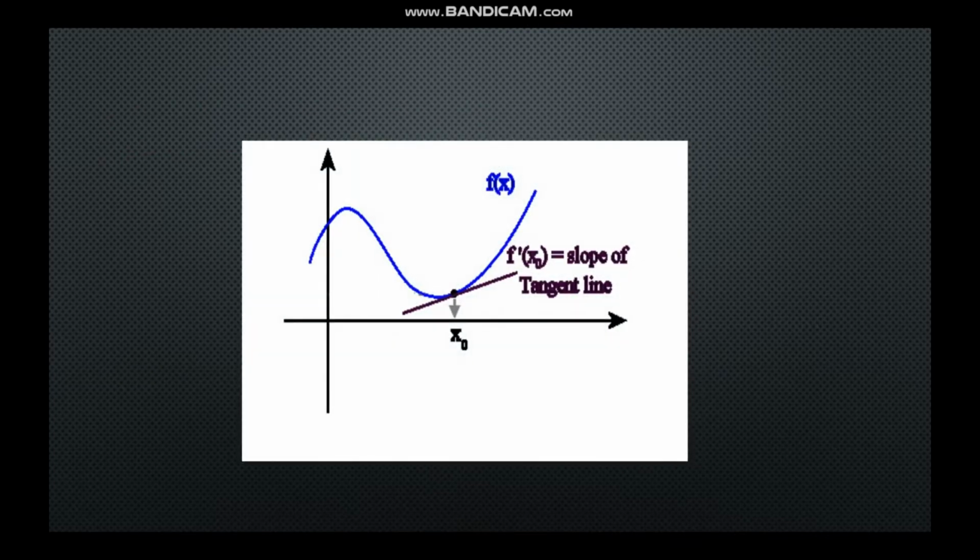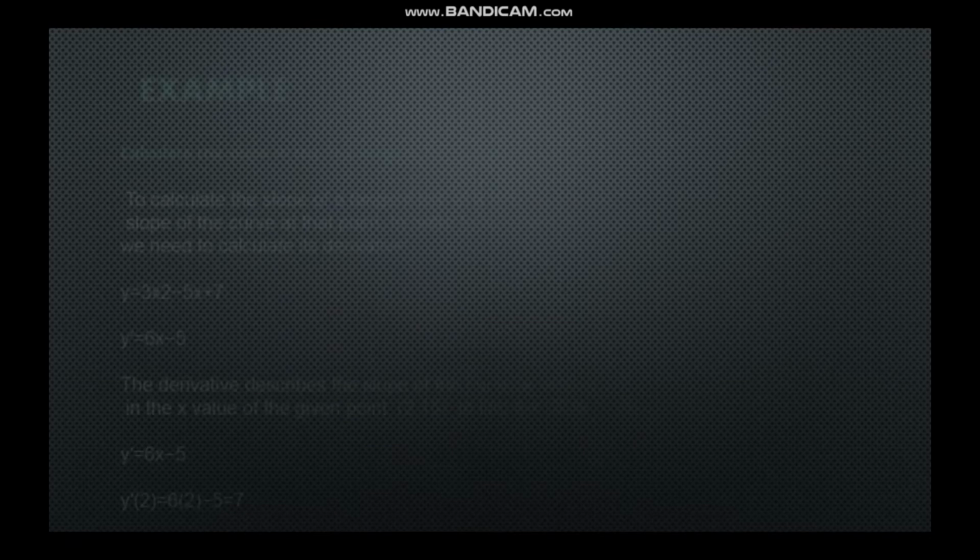And this is the graphical explanation of the tangent line. As you can see, this tangent line touches only one point of the curve, and this is the graph of the function f of x, and the slope of the function f of x is the derivative of that function. I will explain it further in the examples.